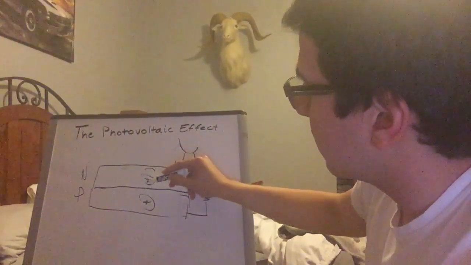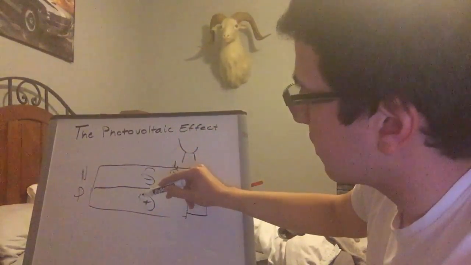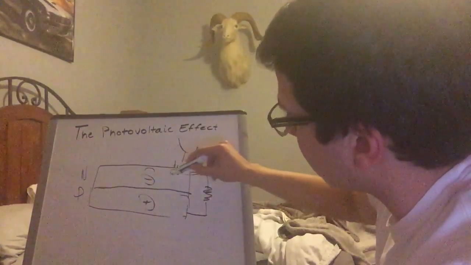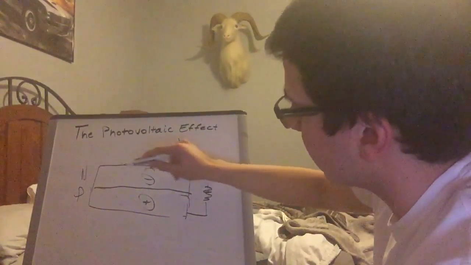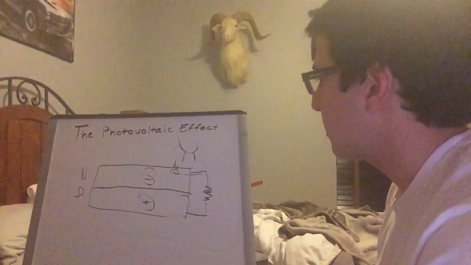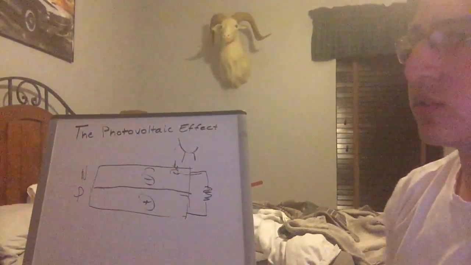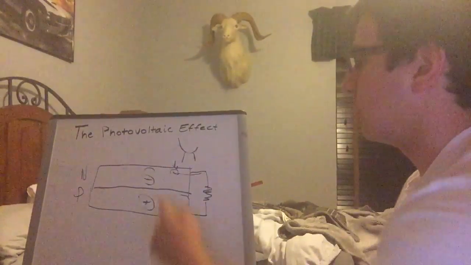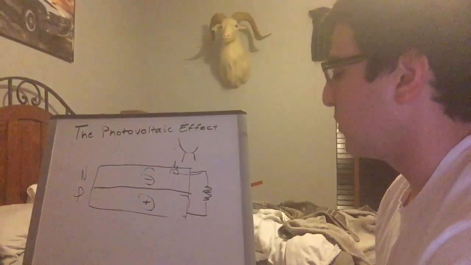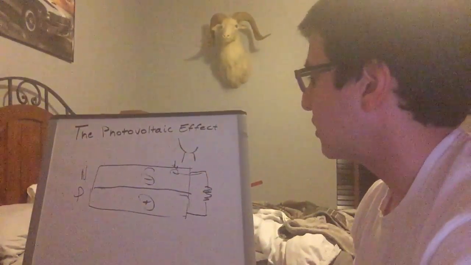The electrons go towards the positive electric field. Then again, these particles still want to get over it, but they can't because the field is blocking them. And the process repeats. So that's how solar panels work. And this is the photovoltaic effect. It's the main way that solar cells actually work.